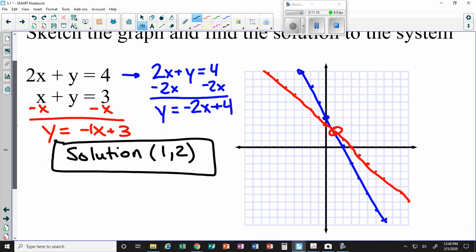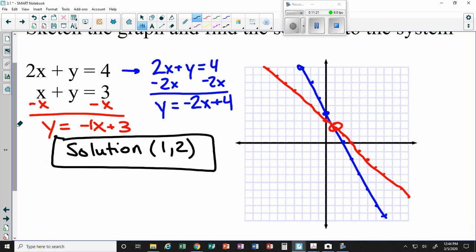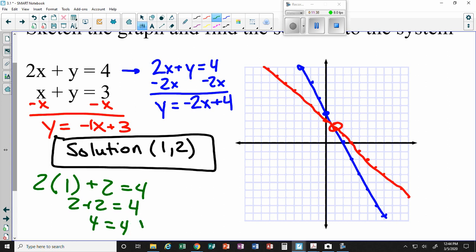So now how can I check to make sure I did that right? Plug it in. I'm going to take the first equation, 2 times x, well x is 1, plus y, which is 2, equals 4. So let's see, 2 plus 2, well last time I checked, 2 plus 2 is 4, right? So that works. Go to the next one, x plus y equals 3. 1 plus 2 equals 3, so 3 equals 3. Yep. All right, what questions?